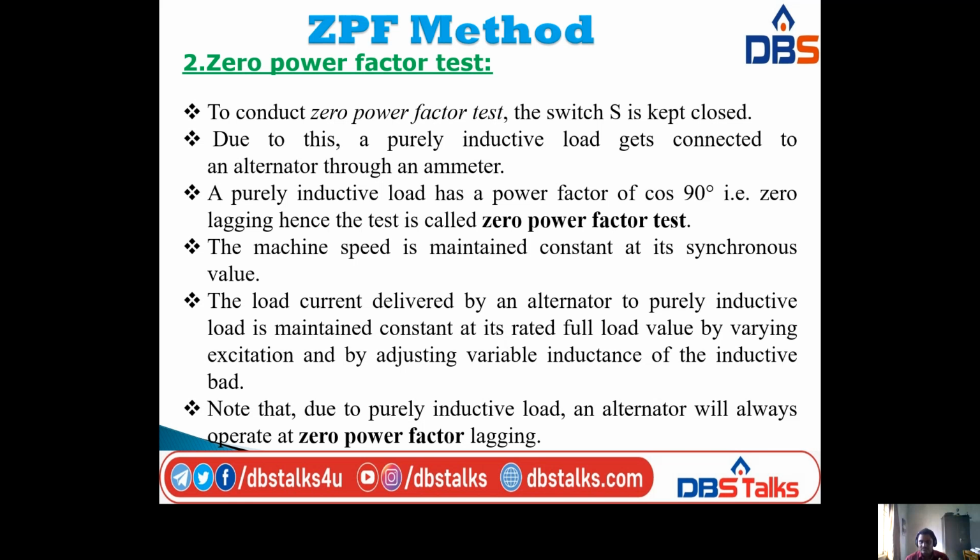For a zero power factor test, the switch S is kept closed. Due to this, a purely inductive load gets connected to an alternator through an ammeter. I have already shown the diagram. The diagram consists of a purely reactive load with an ammeter, and between the purely reactive load and the star connection of the armature winding, we have one switch. So here a purely inductive load gets connected to an alternator through an ammeter.